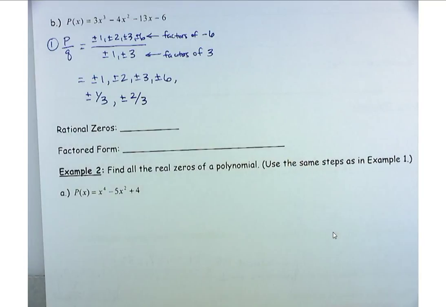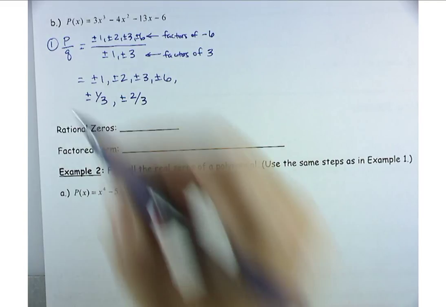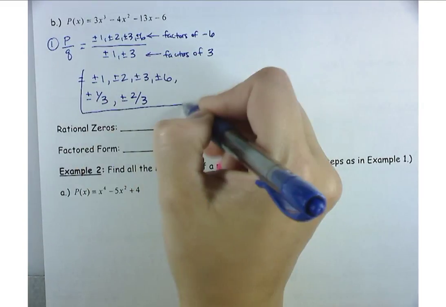The next one would be 3 over 3. But what is 3 over 3? 1. Don't I already have that in my list? Okay, so I don't have to write it again. And then the last one will be 6 over 3, which is what? 2. And then that's already in my list, so I don't have to write it again. Okay, so here is my list of possible zeros.